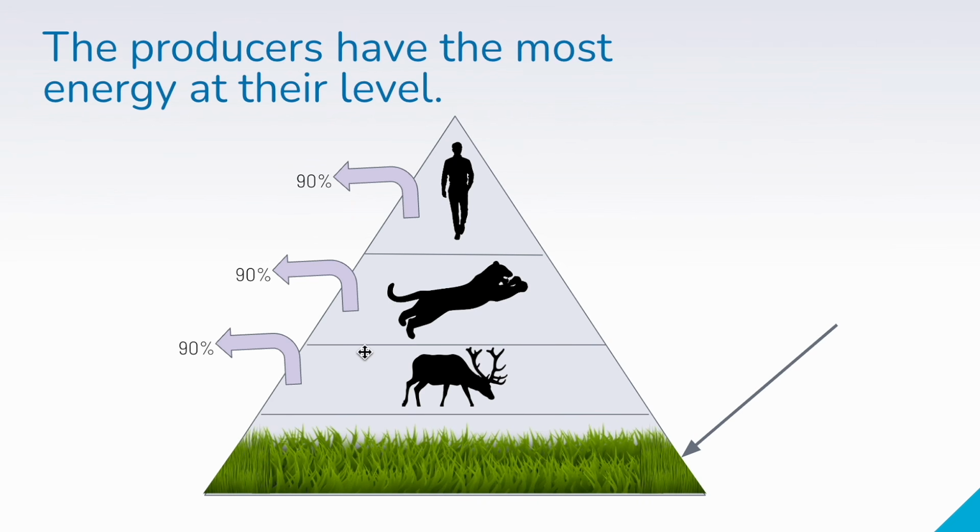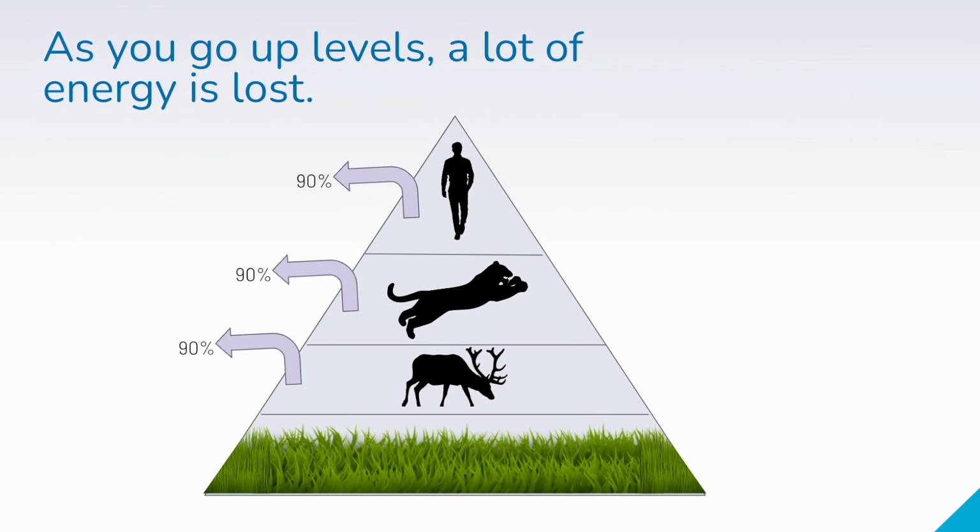On a trophic pyramid, remember that the most energy is found at the bottom of the pyramid, and as you go up a level, most of that energy is lost to the environment. So it's more efficient to consume lower on a trophic pyramid if you're an organism.